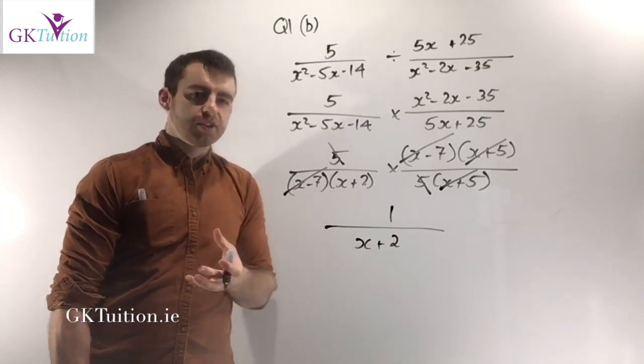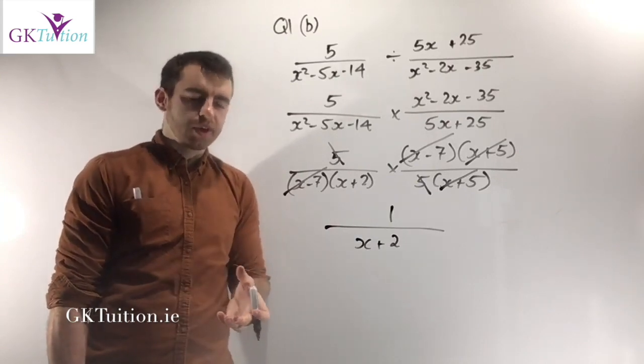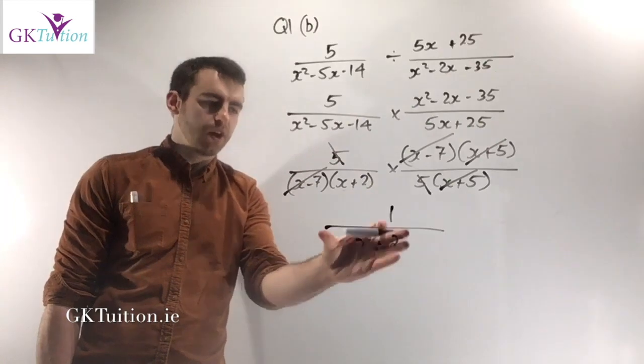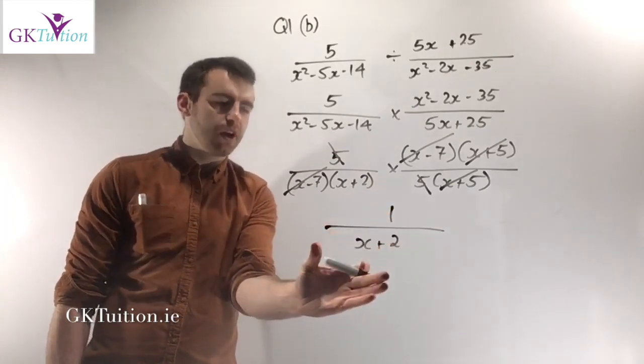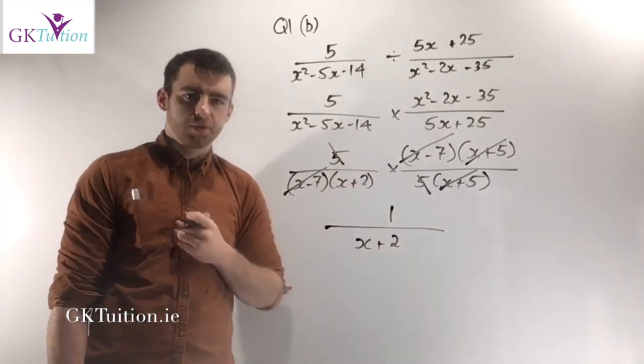Again, I think a lot of students end up with 7 out of 10 on those questions because they don't finish off. You need to finish off and write your answer as 1 over x plus 2.